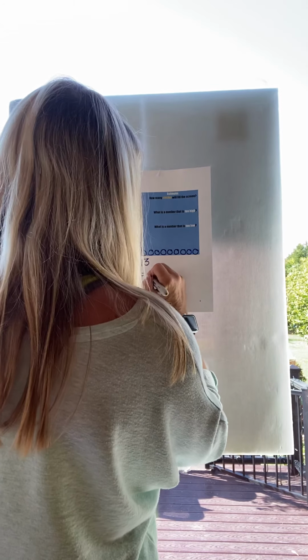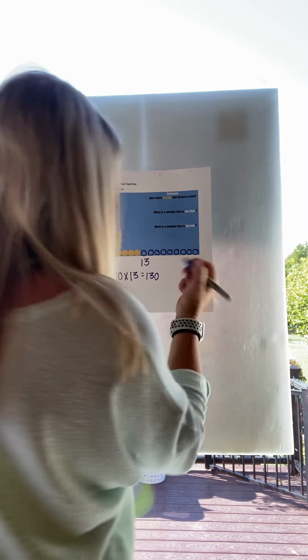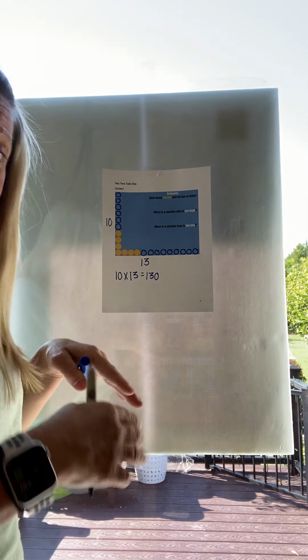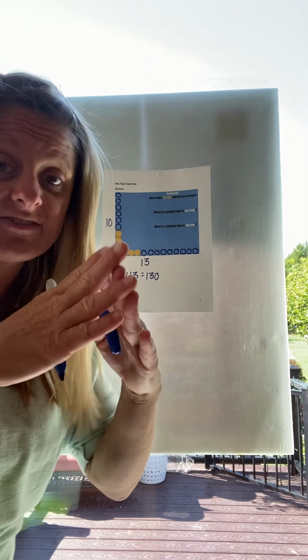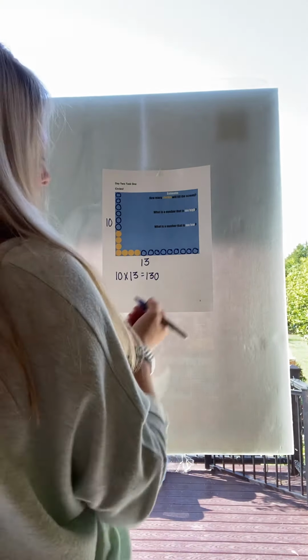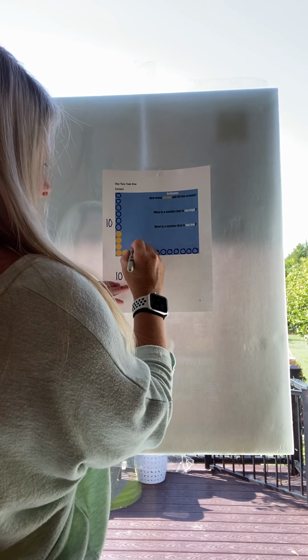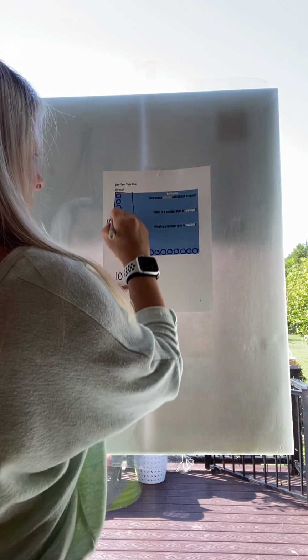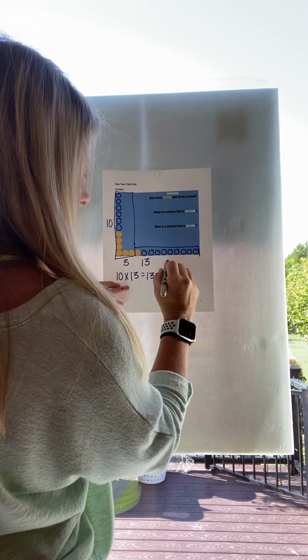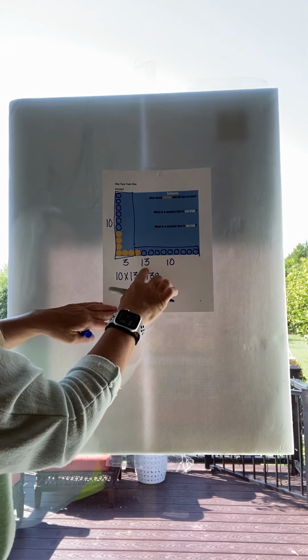Another way to do this would be to break this large number 13 apart into two smaller numbers using the distributive property. When we use the distributive property, we take a number and we break it apart. We distribute that number into two smaller parts. So I know that 3 plus this side of 10, 3 plus 10 is 13.